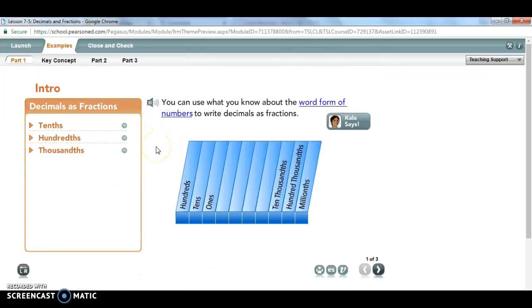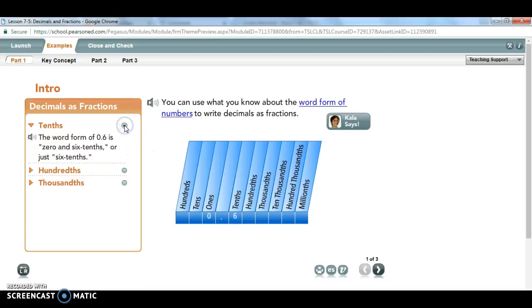You can use what you know about the word form of numbers to write decimals as fractions. Use the least place, tenths, to write this decimal as a fraction. Then simplify if possible. The decimal 0.6 can be written as the fraction 3/5. So the word form of 0.6 is 0 and 6/10 or just 6/10.